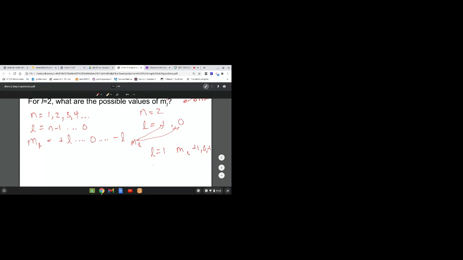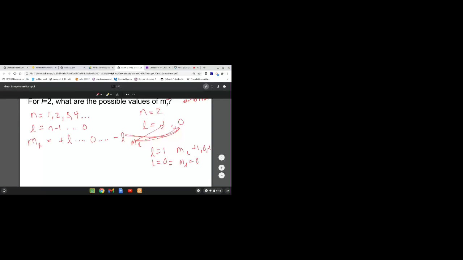So let's say, for instance, n is 2. That means L would equal 1 and 0 because 2 minus 1 is 1, all the way down to 0, so 1 and 0. There's an M sub L for every single L value. So if L is equal to 1, M sub L is equal to positive 1, 0, and negative 1. If L is equal to 0, like in this case, then M sub L would just be 0 because there's no positive and negative there.